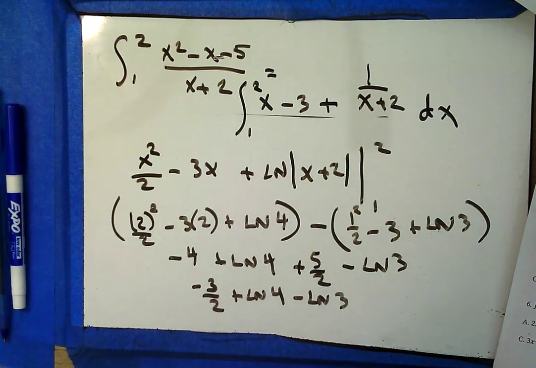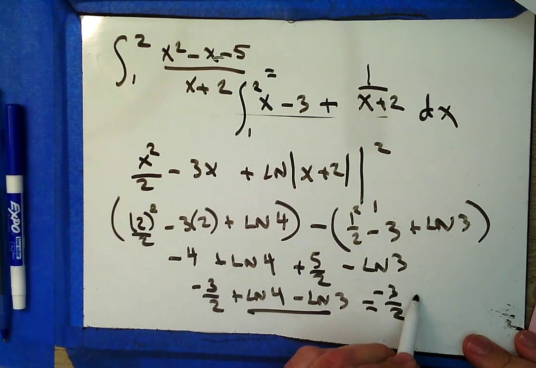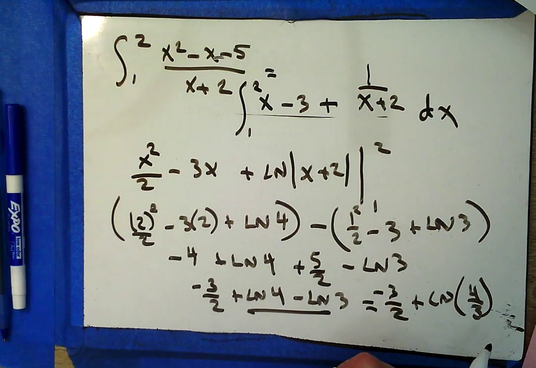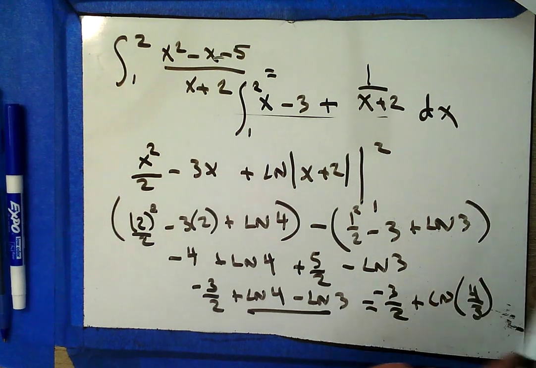All right, do I see that? I see a minus 3/2, but look, 2 logs joined with subtraction. I could condense those. Minus 3/2 plus ln of 4/3, and lo and behold, that turns out to be, for number 3, choice A.